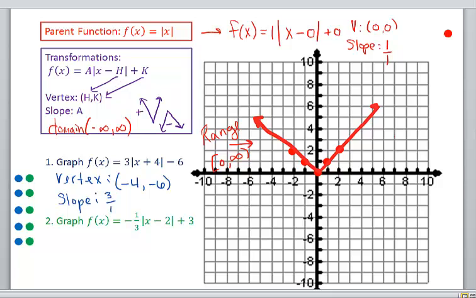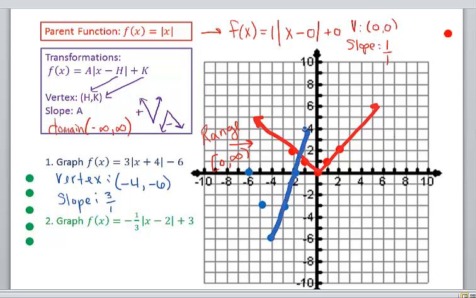So I'm going to take my points here and I'm going to plot them. I'm going to start at -4, -6. So to the left 4 and then down 6. And then from there I want to count up 3 and to the right 1. So I'm going to go from this point up 3 to the right 1. And I could do that a second time. Up 3 and to the right 1. And then I'm going to go back to my vertex and I'm going to go up 3 and to the left 1. And again from that point up 3 and to the left 1. So I'm going to connect these with a V-shaped graph.